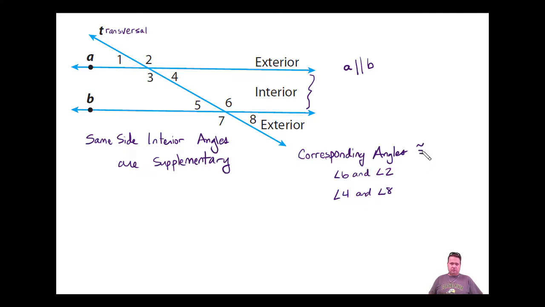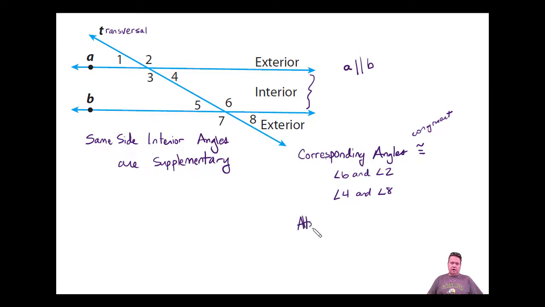That symbol is an equal sign with a squiggly above it. That means congruent. It means equal. So we have 2 ideas so far. Same side interior angles are supplementary, corresponding angles are congruent. Let's take a look at another angle type.